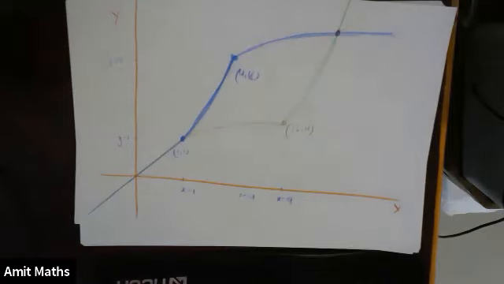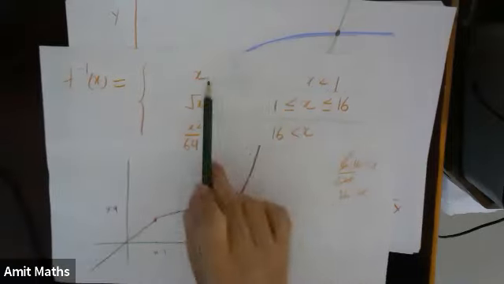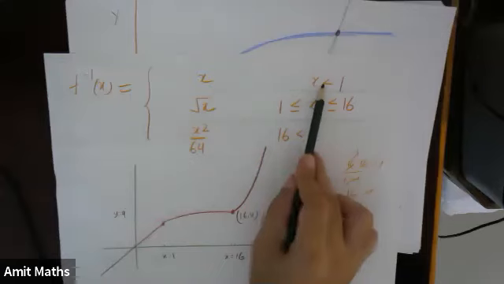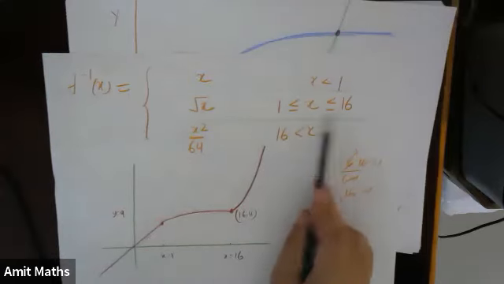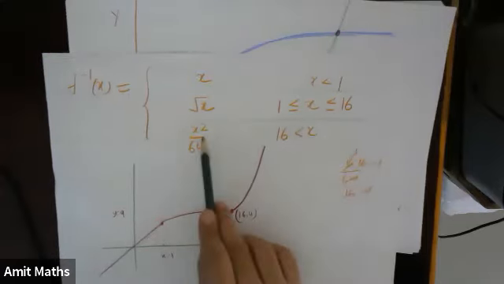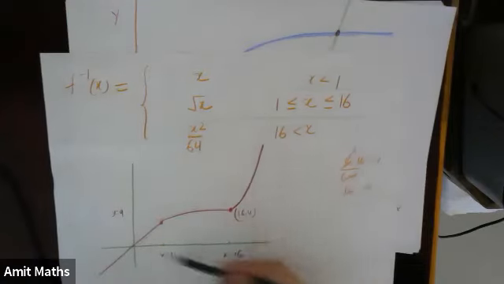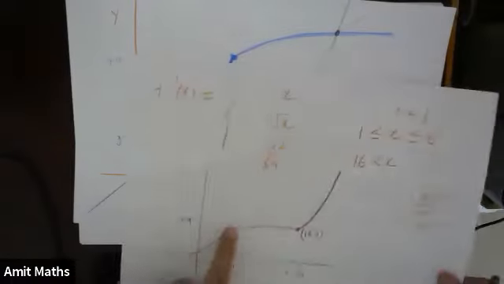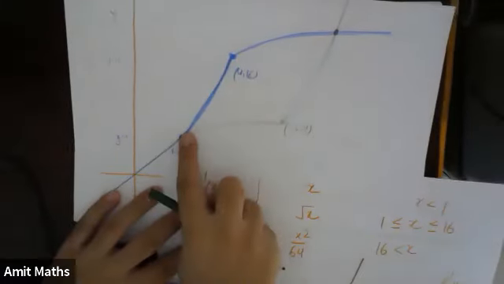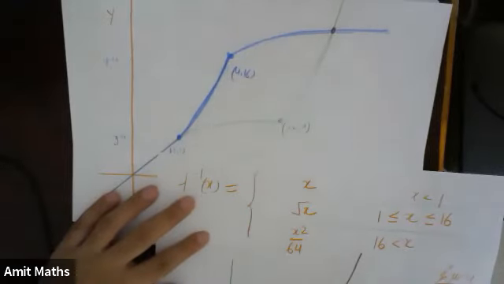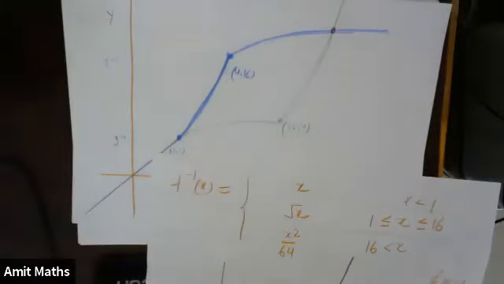But what we have done is, after finding the three different curves, I have written the inverse function also. The inverse function will be x for x less than 1, root x for x greater than or equal to 1 and less than 16, and x square by 64 for x greater than 16. So we have drawn this curve, and we have seen that this curve is approximately similar to this curve. That means the inverse which we got is correct. Understood? Okay. So the remaining part we'll do tomorrow.